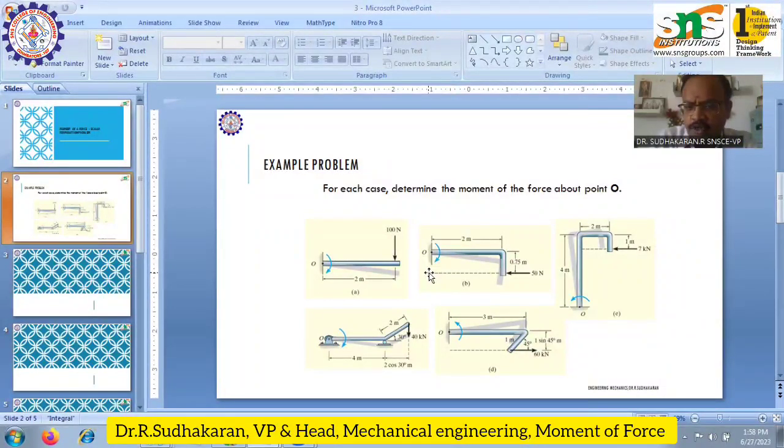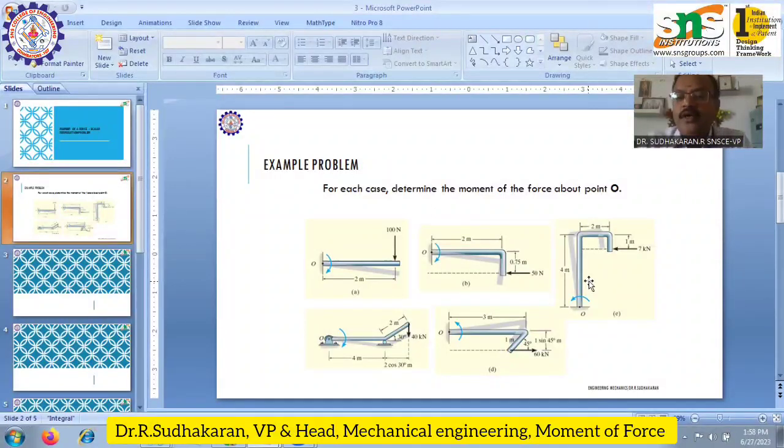the force into the perpendicular distance. So 50 Newton into the perpendicular distance, it's going to be 0.75. So 50 into 0.75 is going to be the moment of the 50 Newton force about point O. So what is the actual moment of this force? 37.5 Newton meter is going to be the answer for the case B problem.